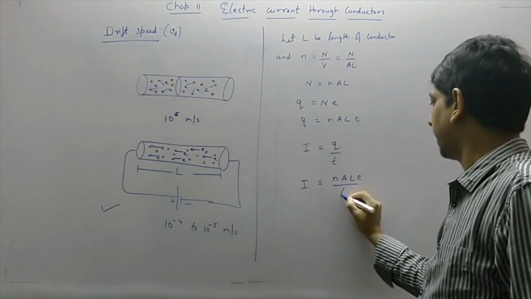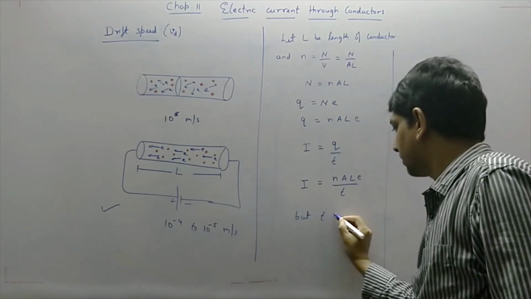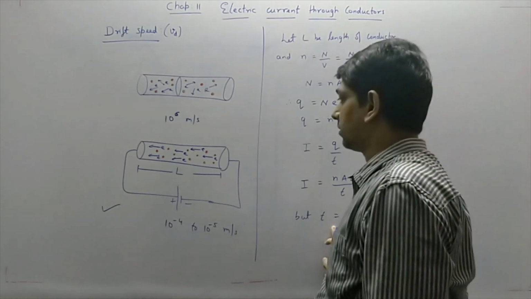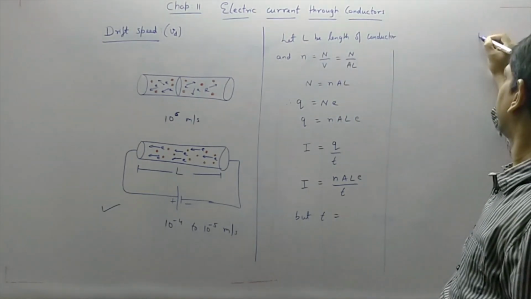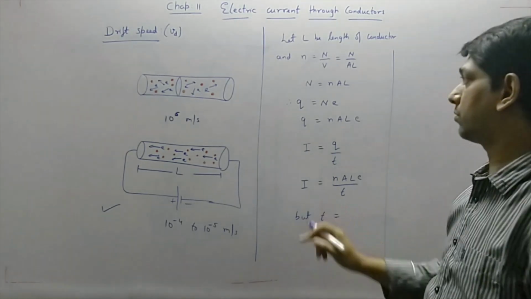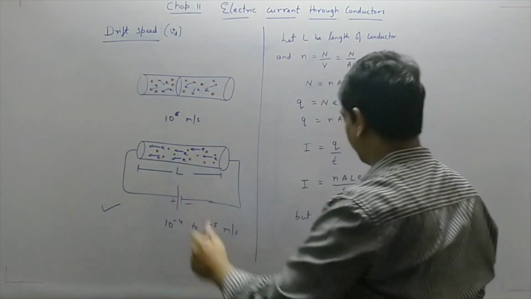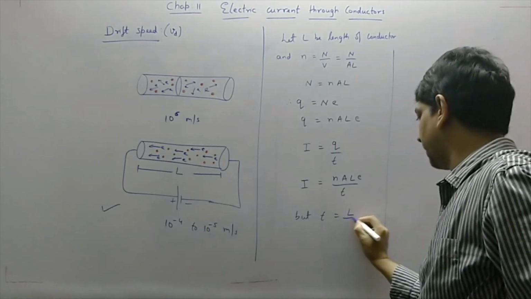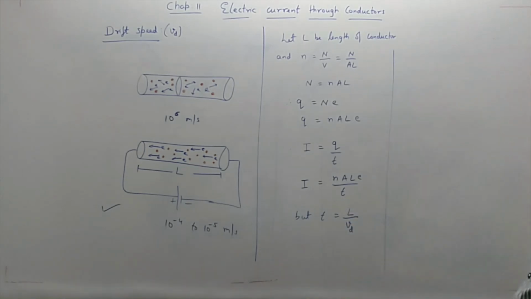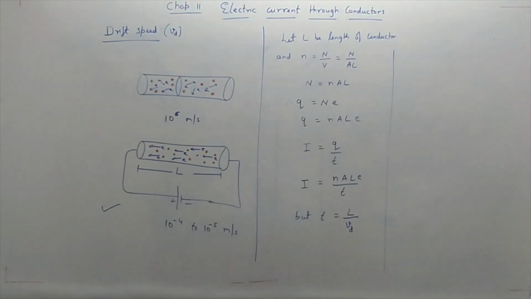nALe upon time. But what is time? Time is distance upon speed. Velocity is distance upon time, so if we write v = d by t, then time is distance upon speed. The distance is the length L that the charges travel, and the speed is Vd, the drift speed of the electron. So t is L upon Vd.